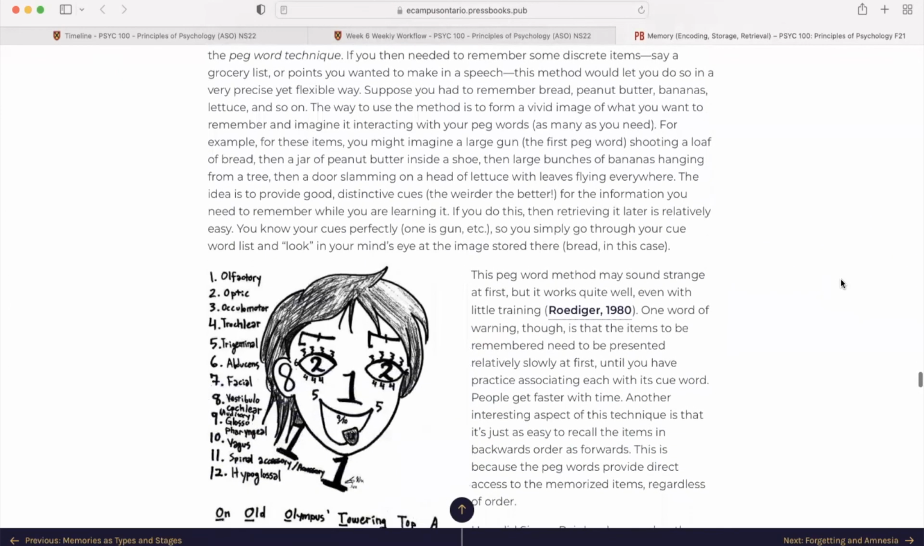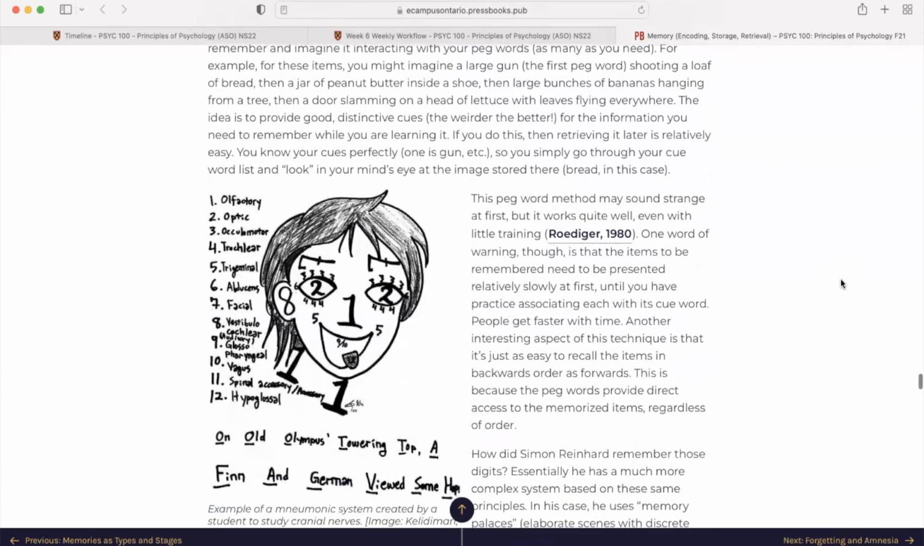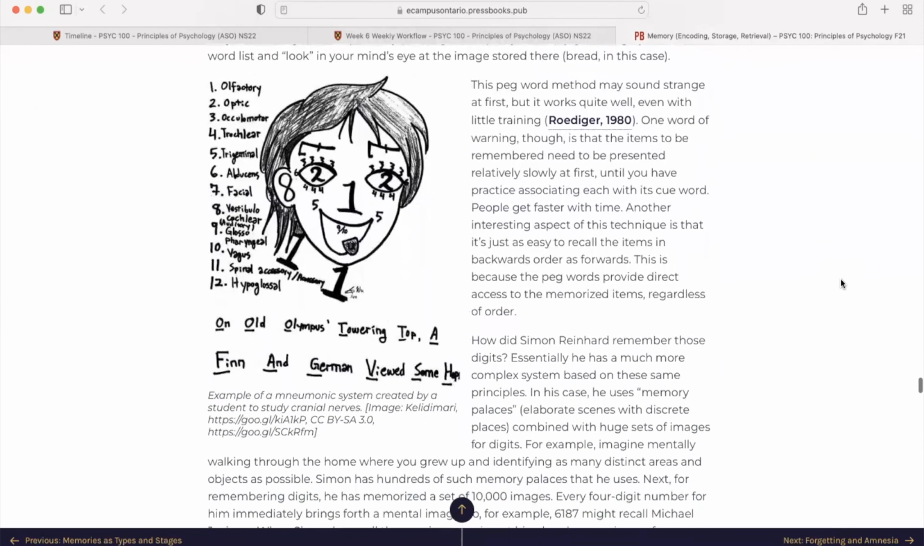You know your cues perfectly. 1 is gun, etc. So you simply go through your cue word list and look into your mind's eye at the image stored there, bread in this case. This peg word method may sound strange at first, but it works quite well, even with little training. One word of warning, though, is that the items to be remembered need to be presented relatively slowly at first, until you have practice associating each with its cue word.